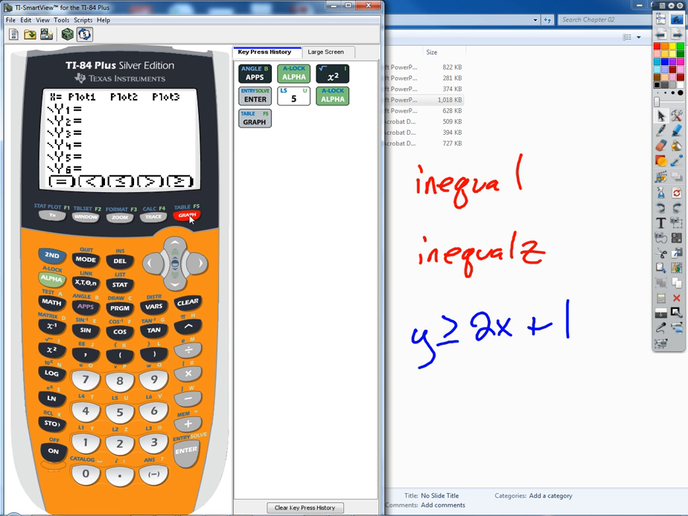You can do it again. You can just override it. Okay, and then I'll scoot over and just like normal, I'll put in 2x plus 1.